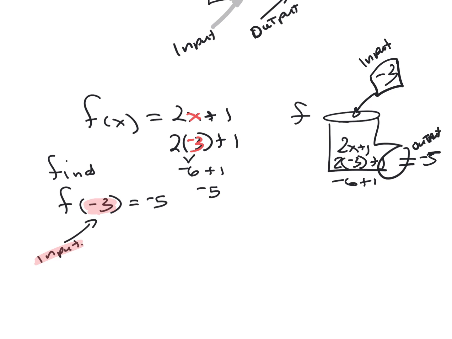I hope this helps about function notation and input-output. So there's your input. We're using the F machine. -3 went into that machine, and we got out of that machine equals, we got out a -5. Output and input. Right? Okay, I hope this helps.